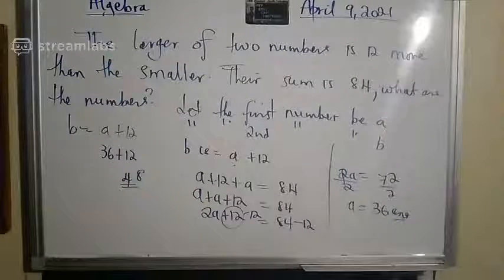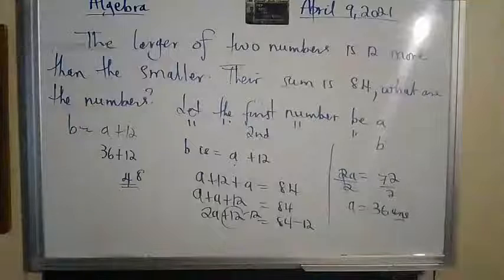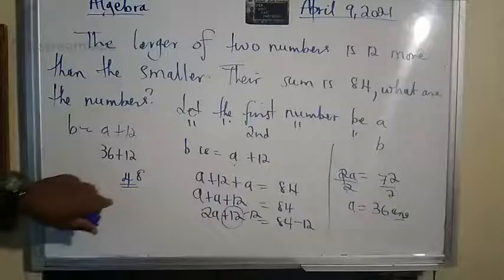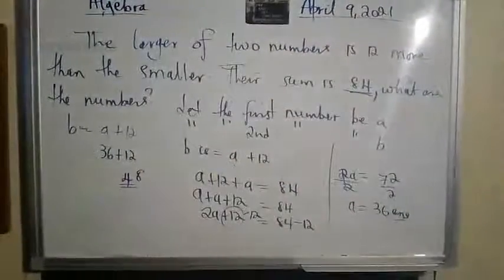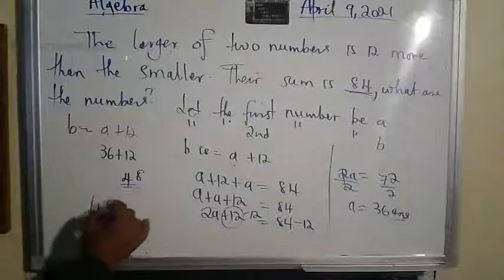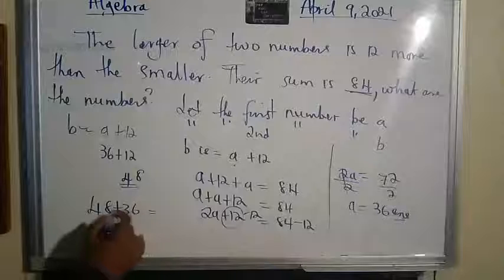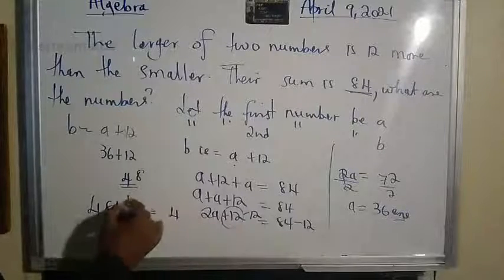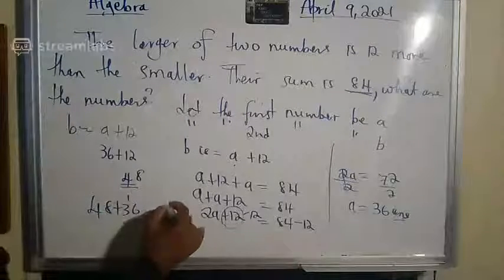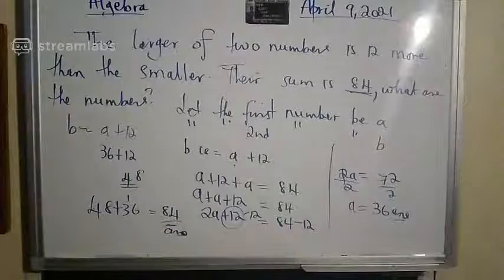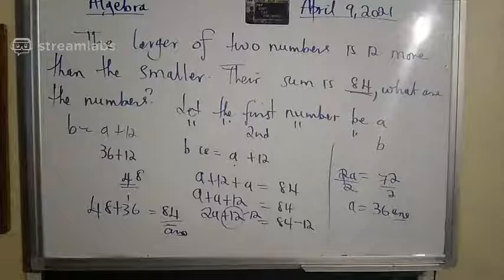So let us just check to see if our answer makes sense. They told us that the sum, when we add both of them, we should get 84. So 48 plus 36: 8 plus 6 is 14, 4 carry 1, 4 plus 1 plus 3 is 8, so 84. So we are indeed correct. If you got that, the answer they're asking for is 36 and 48.